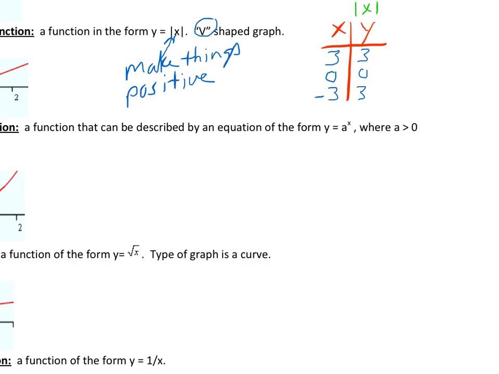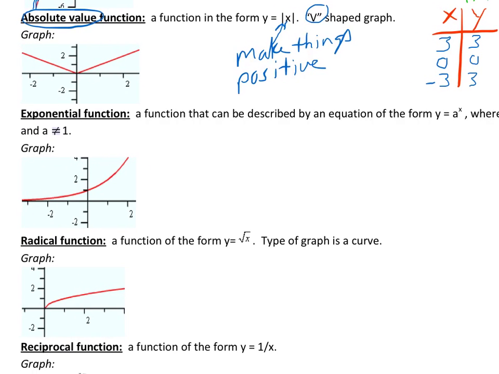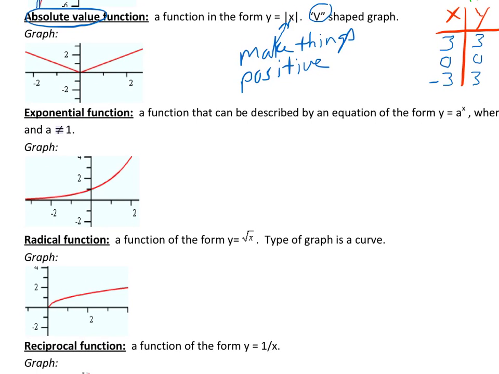makes things positive. So if you look at a graph, when you plug in positive numbers like a positive 1, you get a positive 1. Plug in a positive 2, you get a positive 2. So that is a normal curve or a normal line right there.